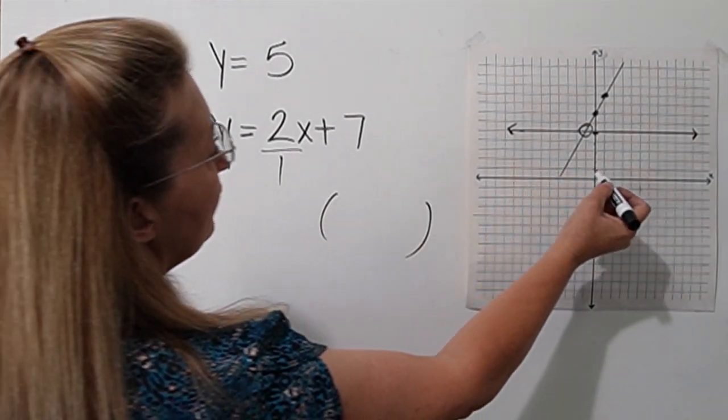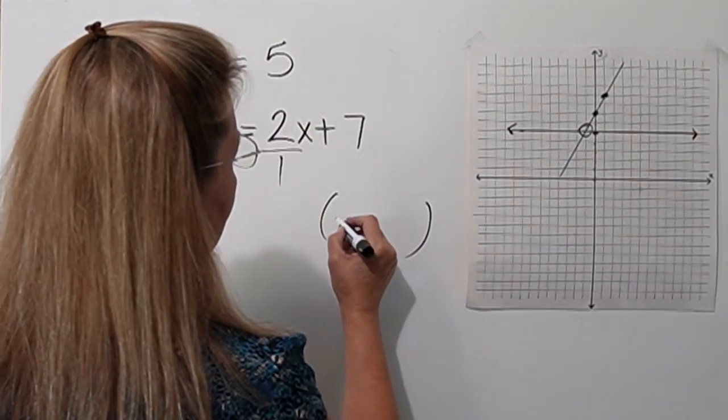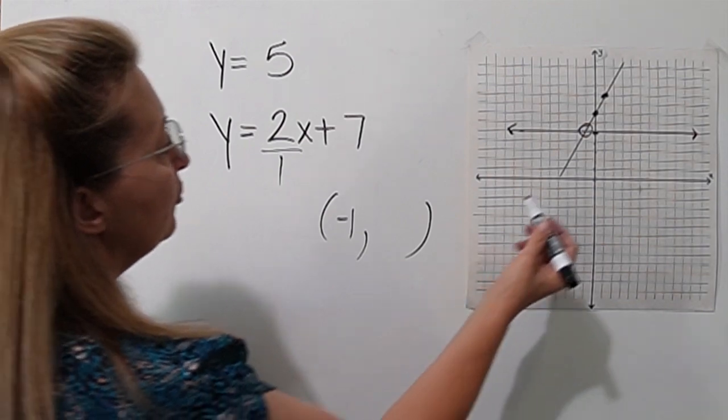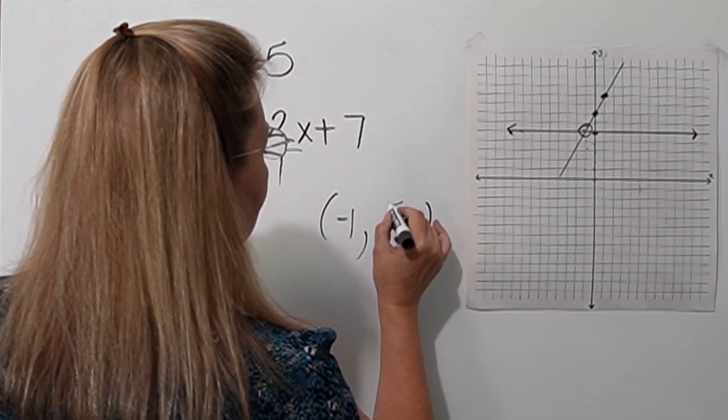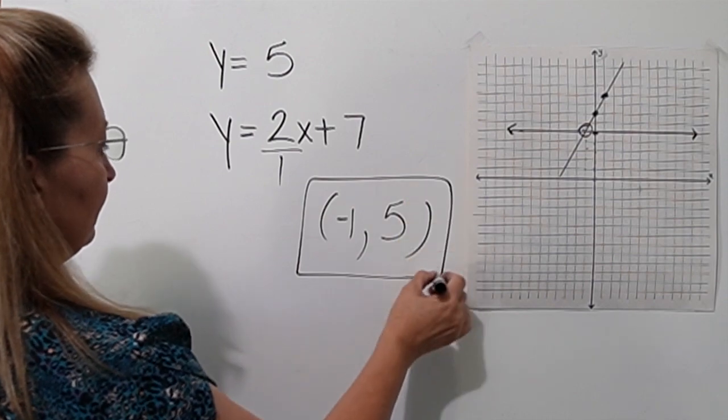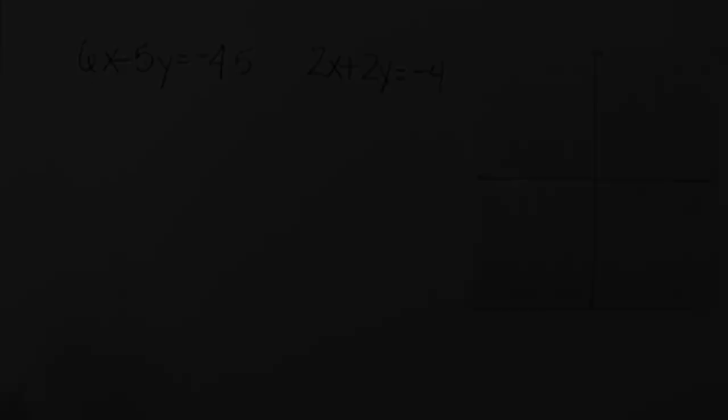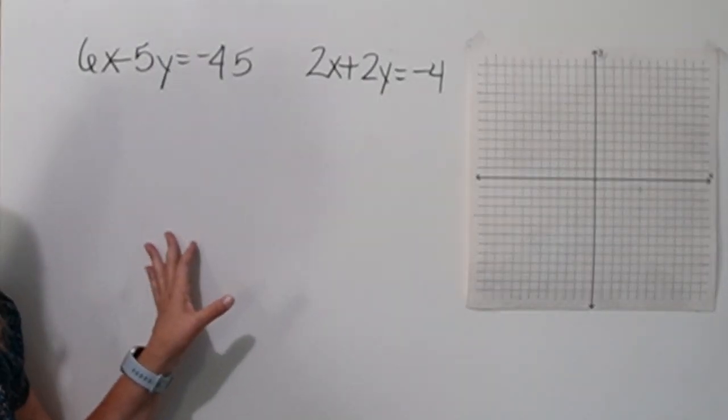So what is the coordinate for this? Well, the x is -1 because you go to the left 1, and then you go up 1, 2, 3, 4, 5. There you go. Okay, let's look at number 3.